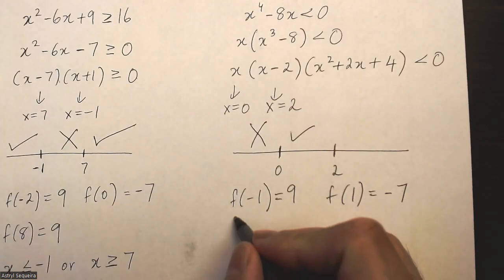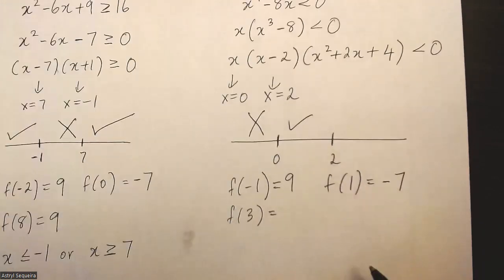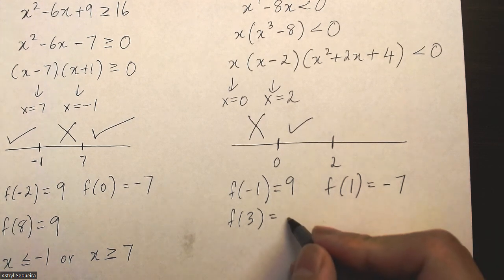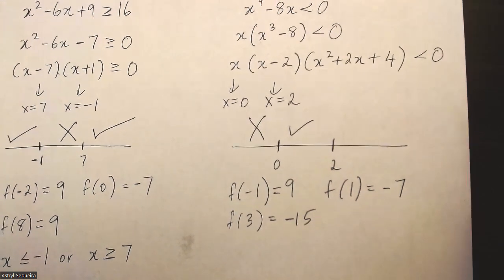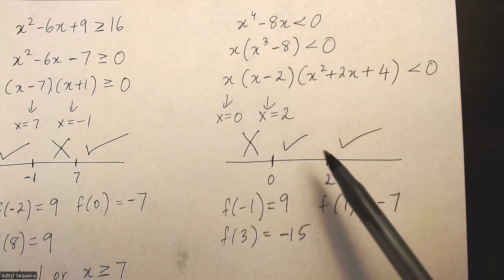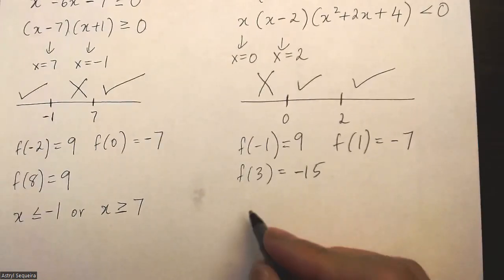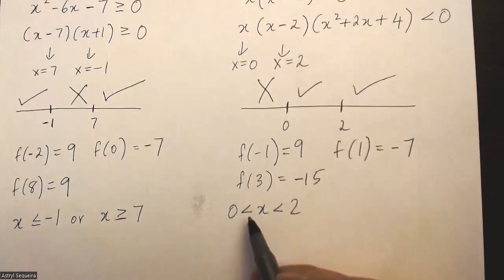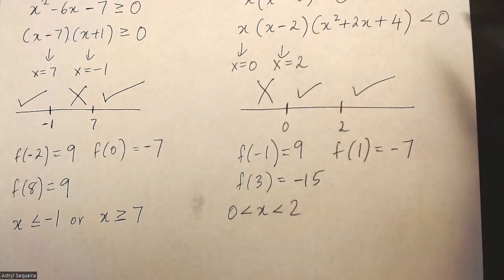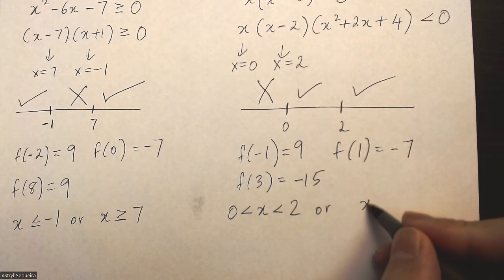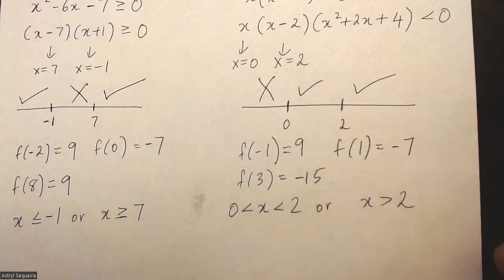And next, let's test f of positive 3, the final range over there. Again, I'll just do it in my calculator, which is negative 15, which is also less than 0. So this one is a good solution over here. So again, we have two good intervals. The first good interval is between 0 and 2, and make sure you just use less than signs because there's no equal sign in the question. And then the second good interval is just x is greater than 2.